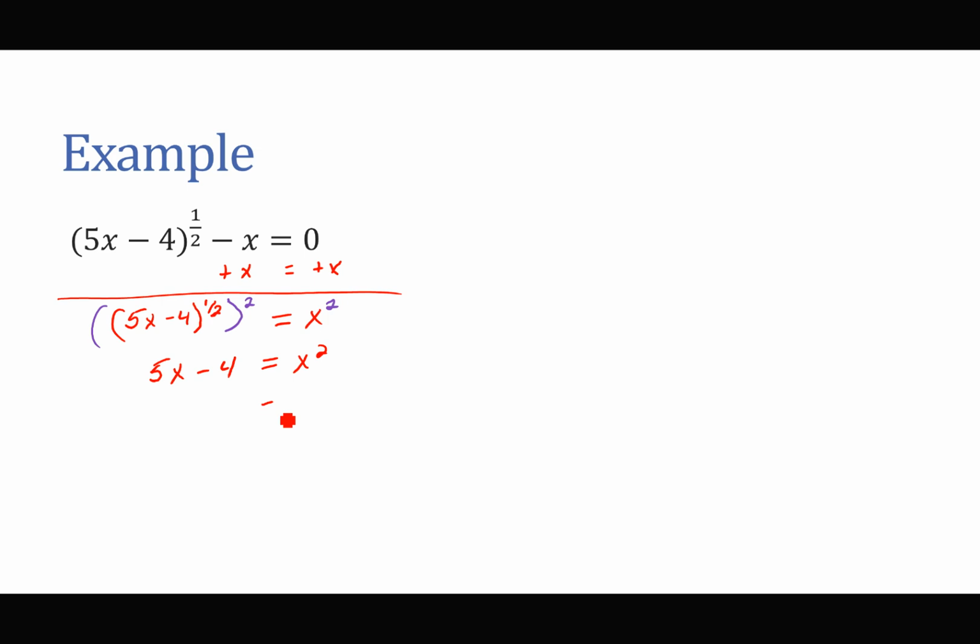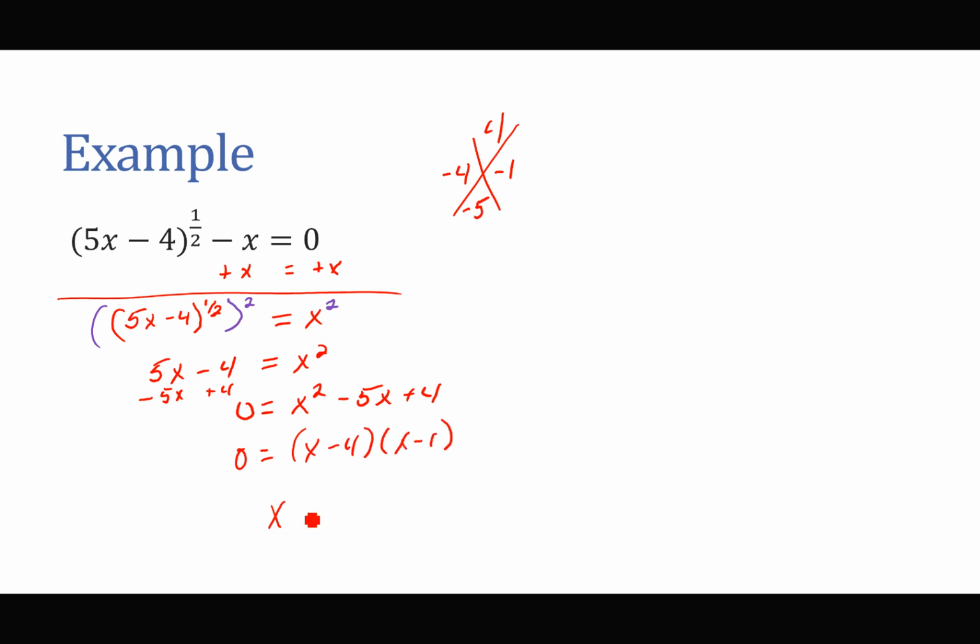Same thing, we're going to create a quadratic out of this. So this would be x squared minus 5x plus 4, and set that equal to 0. I do my quick cross to see if this is factorable. Two numbers I can multiply to get 4, but add to be a -5. Yeah, I could do -4 and -1. So now I have x minus 4, x minus 1. So possible solutions are 4 and 1.